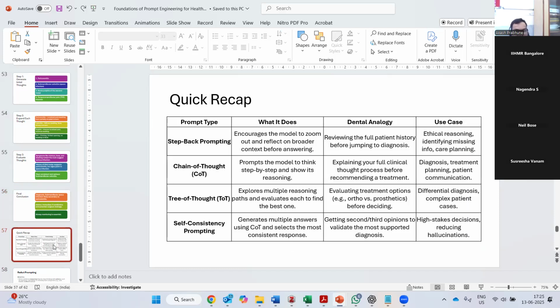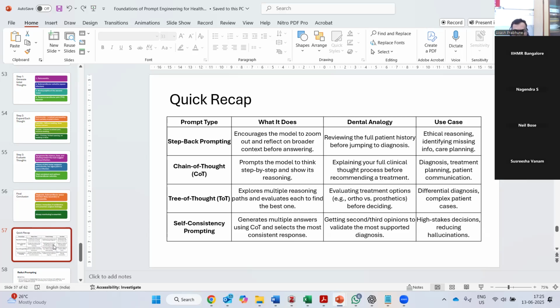Quickly recapping step back prompting: it encourages the models to zoom out to a broader context. Again, a part of explainable AI, or the basis of that. Same as how your chain of thought works, tree of thought also works in the same alignment. So all these four things that we discussed today are ideas that you will use when you're looking at explainable AI as a concept.